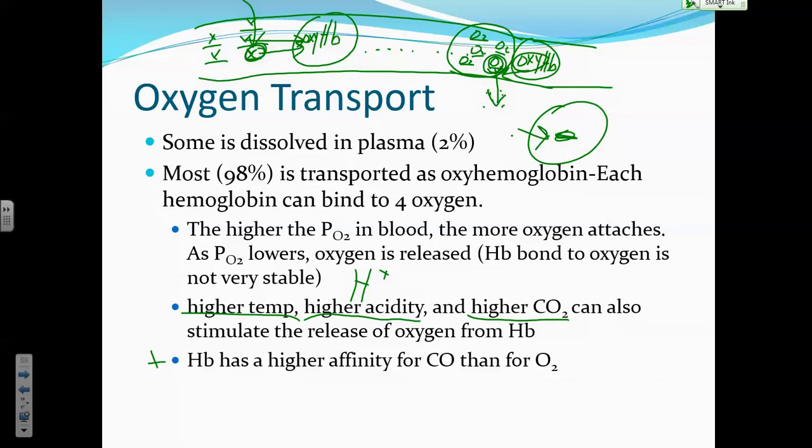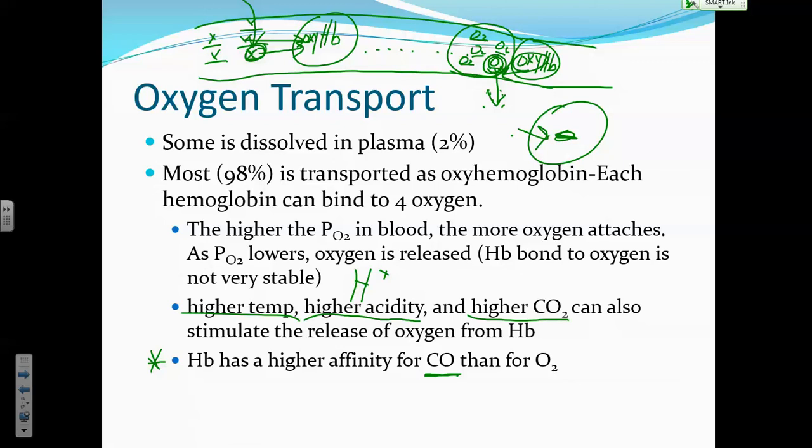But now let's look at this last statement here. Hemoglobin has a higher affinity for, y'all know what this is? It's not a typo. That's not supposed to be CO2. That is carbon monoxide, not carbon dioxide, carbon monoxide. You hear about carbon monoxide poisoning, don't you?